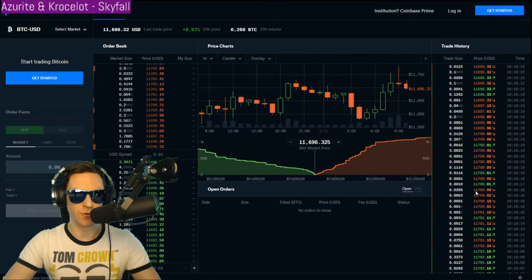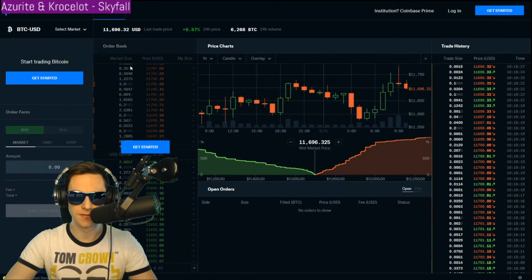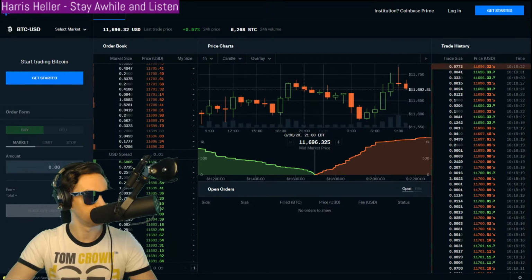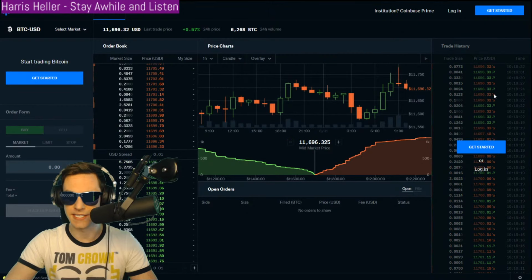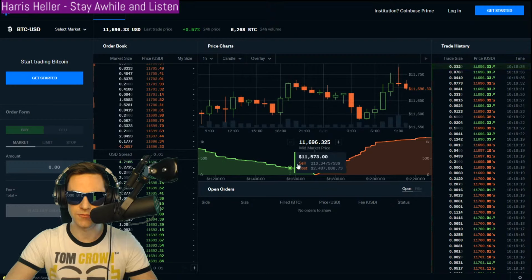This is a site we're probably all pretty familiar looking at. On the left here, this is Coinbase Pro. On the left here, we see the order book. On the right, we see trade history. And in the middle, we see this strange red and green chart.